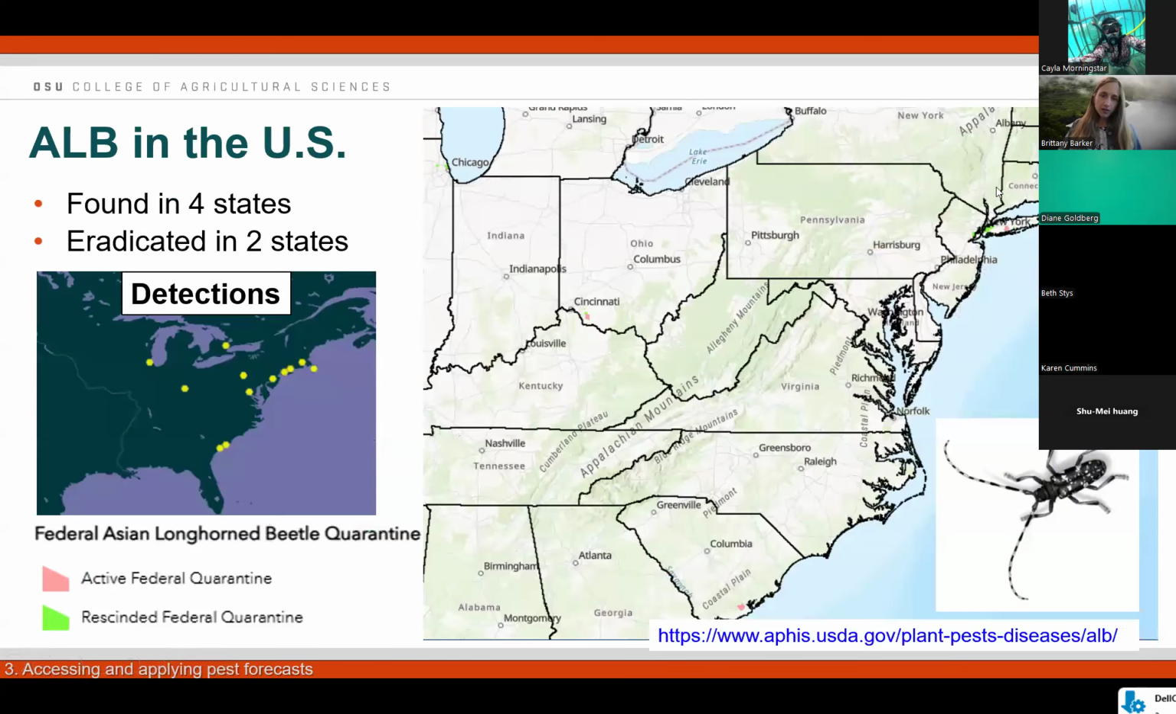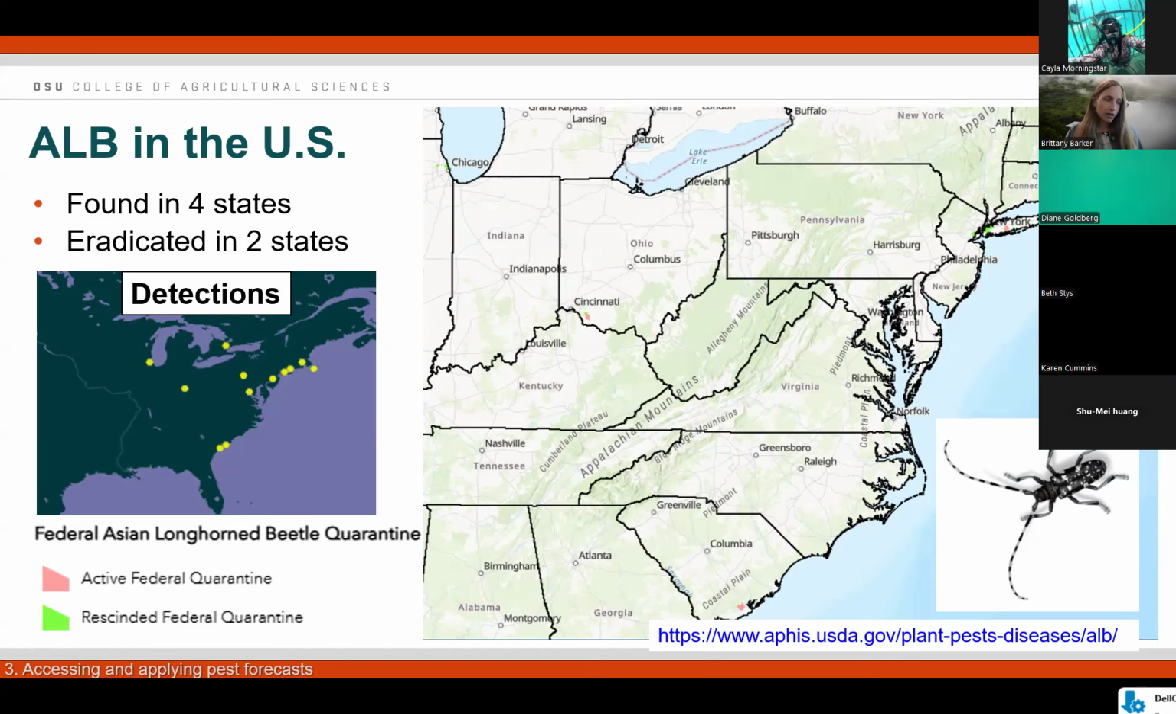This is the current range of the Asian longhorn beetle. This map on the right-hand side is a little hard to see, but the one on the left shows all of the different detections of Asian longhorn beetle in the US since it was first found. In total, it's been found in 6 states. However, it has been eradicated from 2 of those. Currently, it's known to occur in New York, Massachusetts, Ohio, and South Carolina, and eradication efforts are underway. The 2 states it was eradicated from are Illinois and New Jersey.